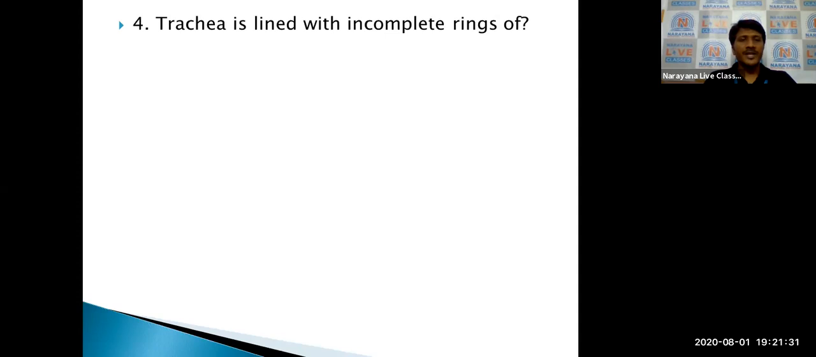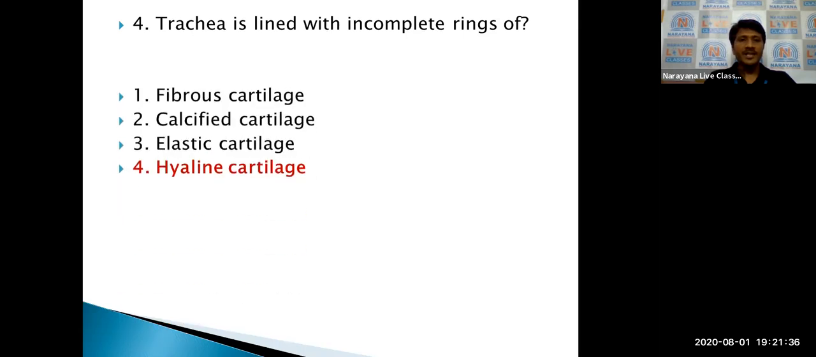The trachea is lined with incomplete rings of hyaline cartilage. How many hyaline cartilages or C rings are present? Nearly 16 to 20 C rings are present in the trachea. They are C in shape, incomplete rings, and that is why they are called incomplete rings. So the trachea is lined with incomplete rings of hyaline cartilage.